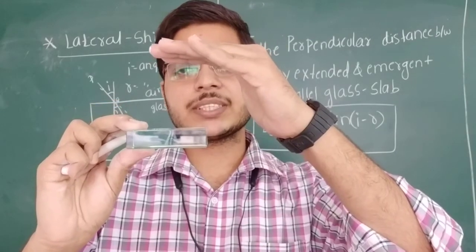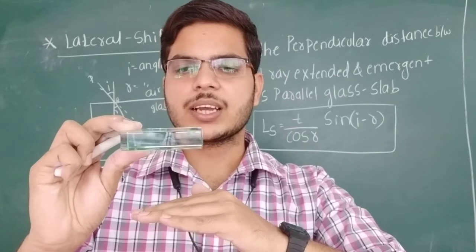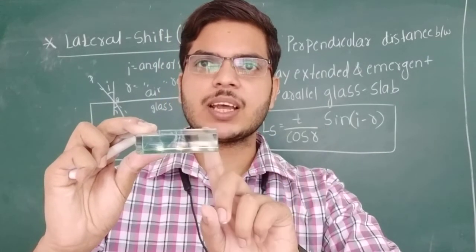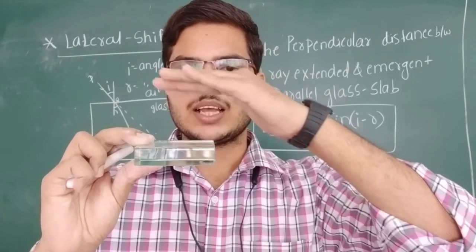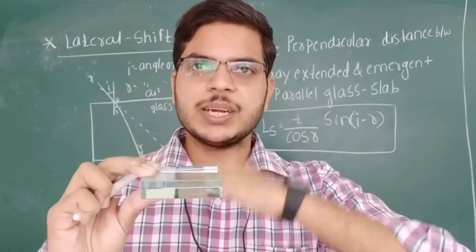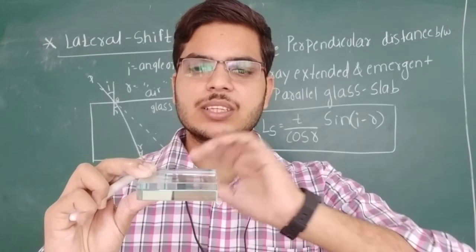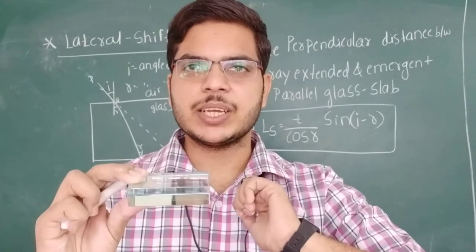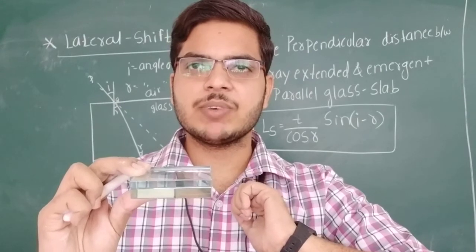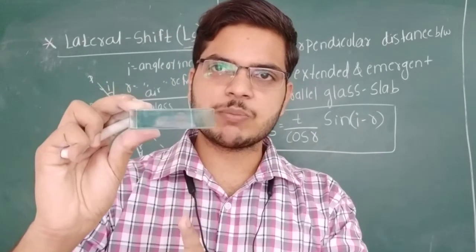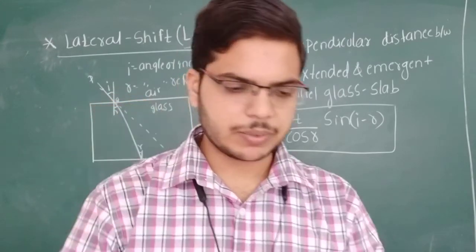Above the glass surface there is air medium. Below the glass there is also air medium. This is made up of glass medium. Therefore, the outside mediums are the air medium. The refractive index of the air medium is equal to 1. The refractive index of this glass medium is equal to 1.5.